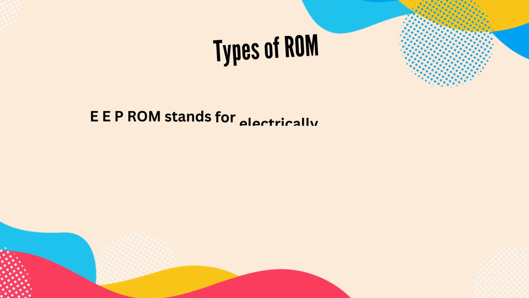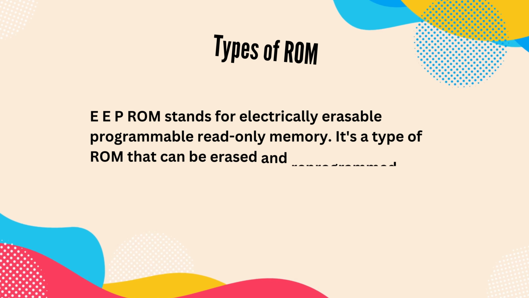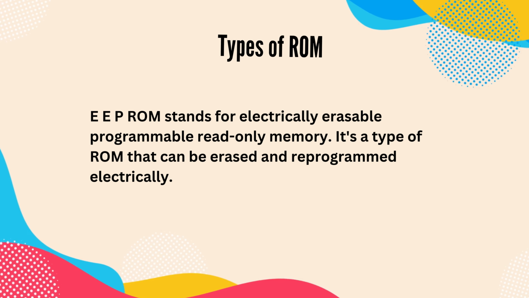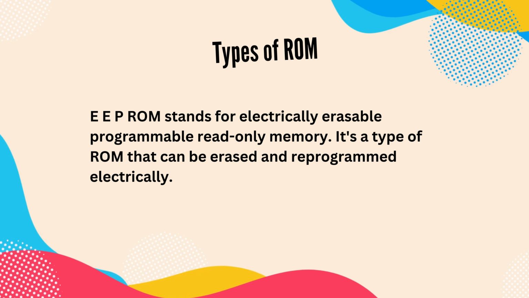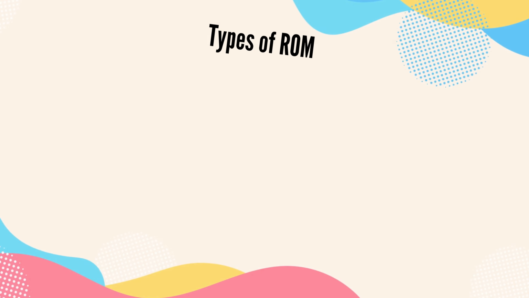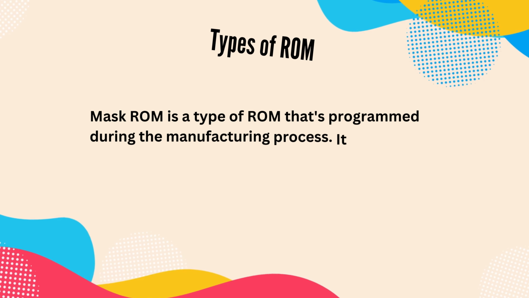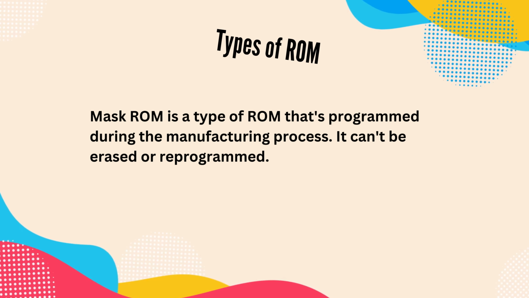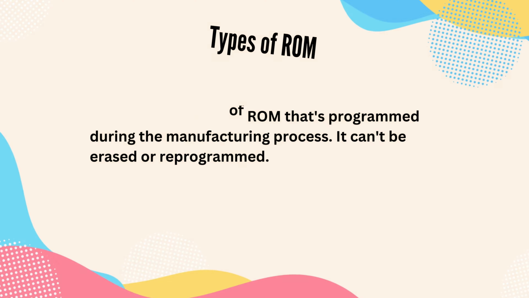EEPROM stands for Electrically Erasable Programmable Read-Only Memory. It's a type of ROM that can be erased and reprogrammed electrically. Mask ROM is a type of ROM that's programmed during the manufacturing process. It can't be erased or reprogrammed.